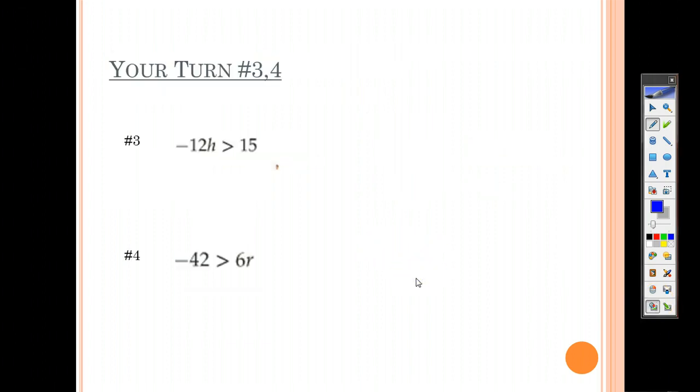Okay, it's your turn again. Make sure you pause the video and solve numbers 3 and 4. Come back right after you're done, and make sure you're doing it all on the same paper that you're going to hand in tomorrow.